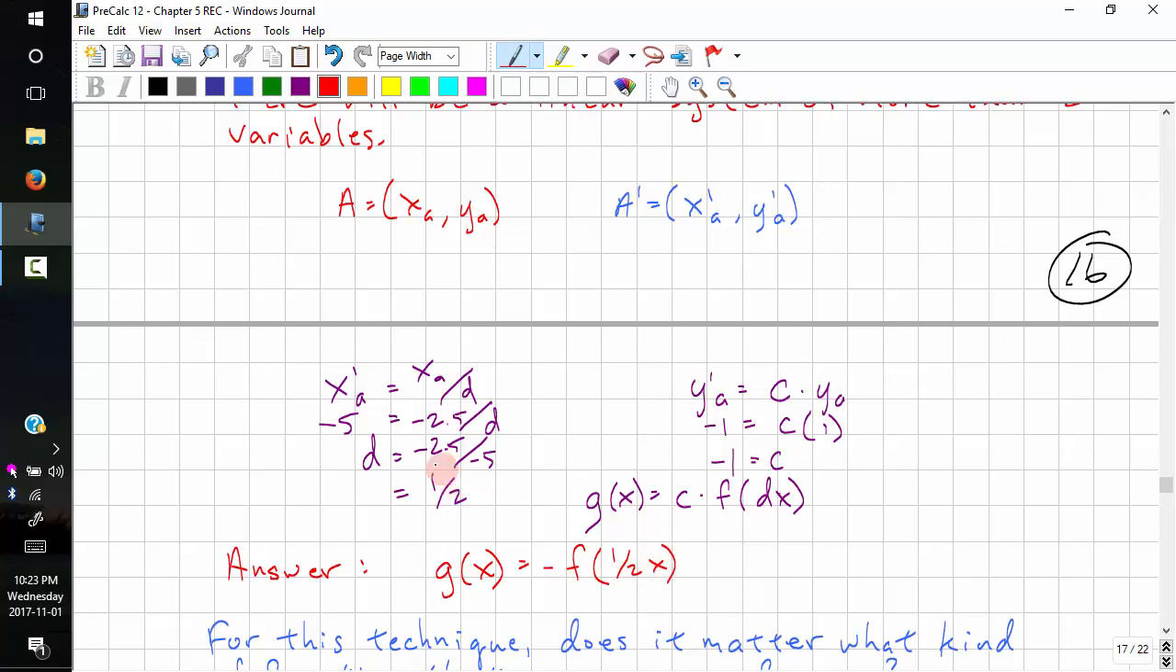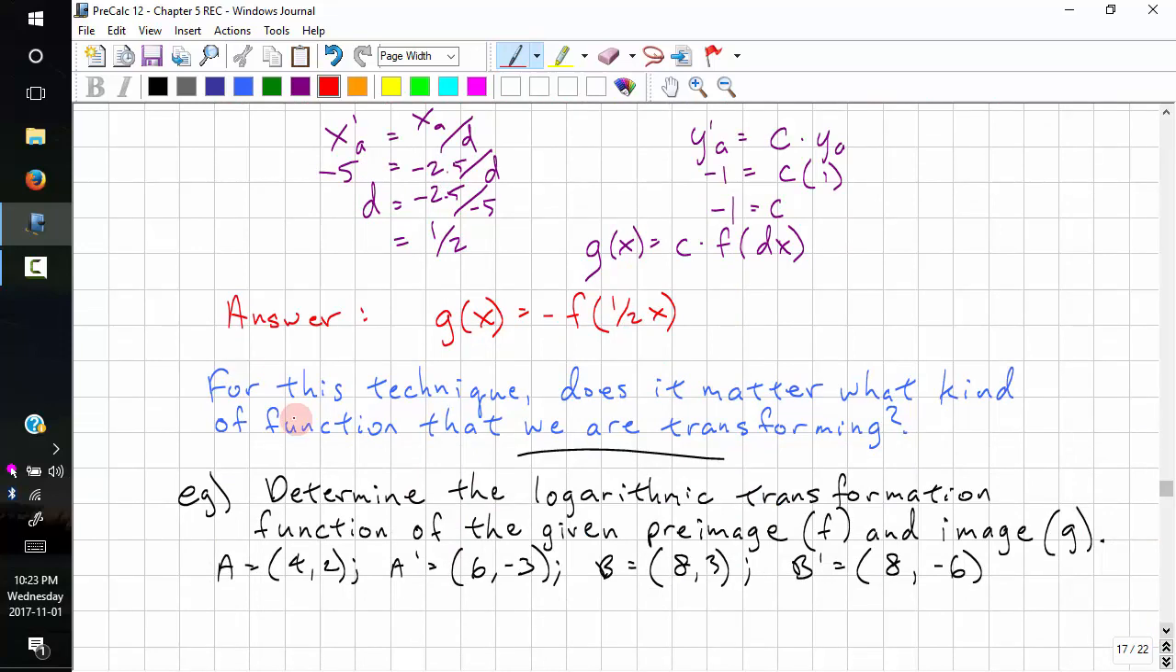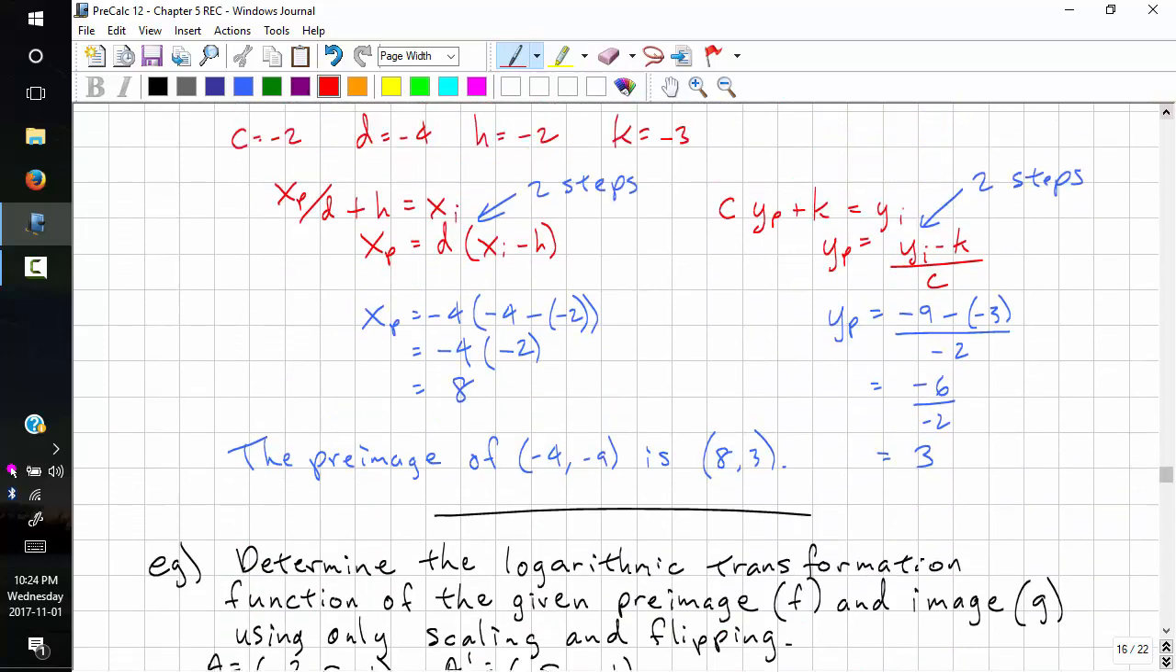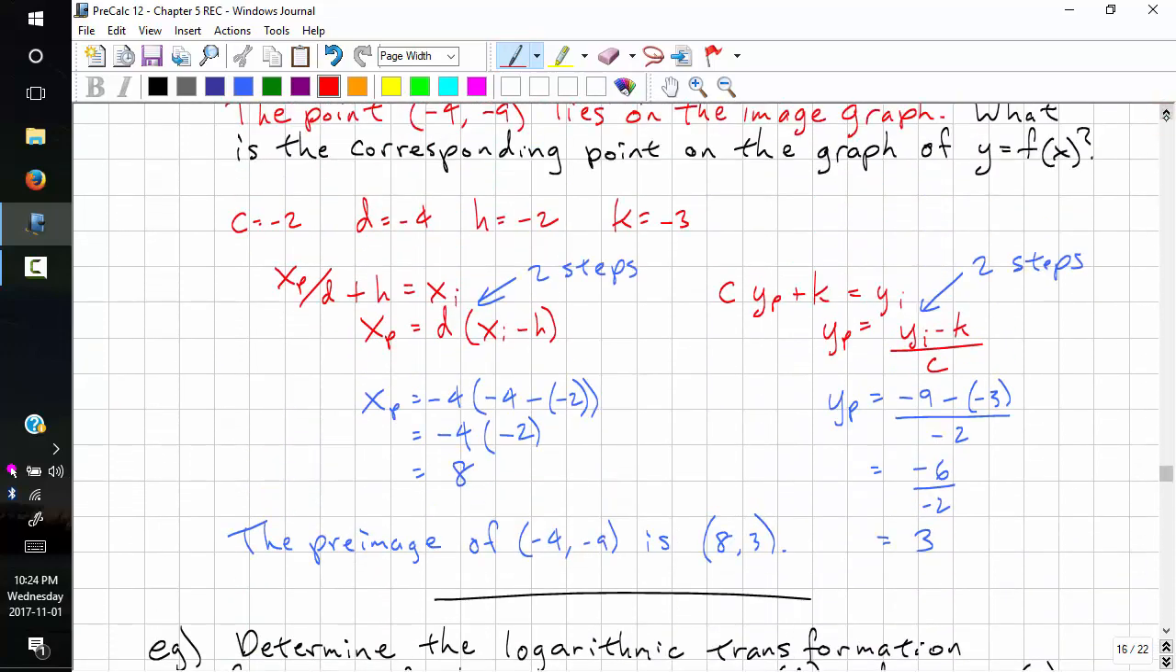Okay, some of you are going to calculate d here, and you're going to want to reciprocate. It's just dx, so don't take the reciprocal of this and put 2x. For this technique, does it matter what kind of function that we are transforming? And the answer should be no, because we are using the same formula over and over again. This is the same formula that we've been doing all along.